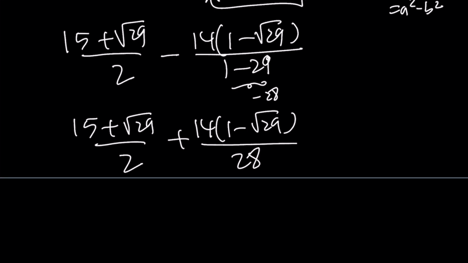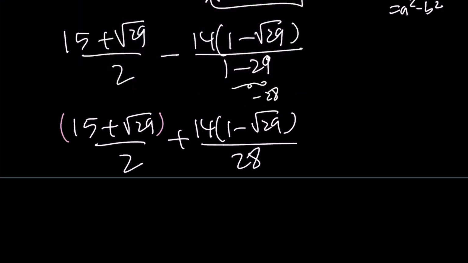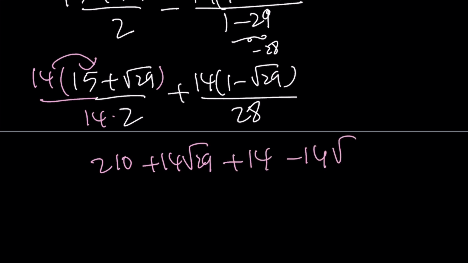Obviously, at this point, we're supposed to make a common denominator. So let's go ahead and multiply the first one by 14, right? 14 times 14 and times 14. That's going to give us the following. Let's go ahead and distribute. 14 times 15 is what? 210, I think. Plus 14 root 29. And the second part is going to give us plus 14 minus 14 root 29. All of that is divided by 28.